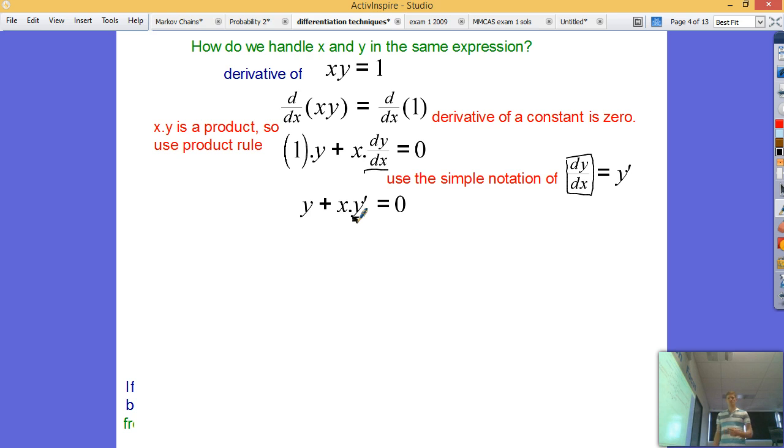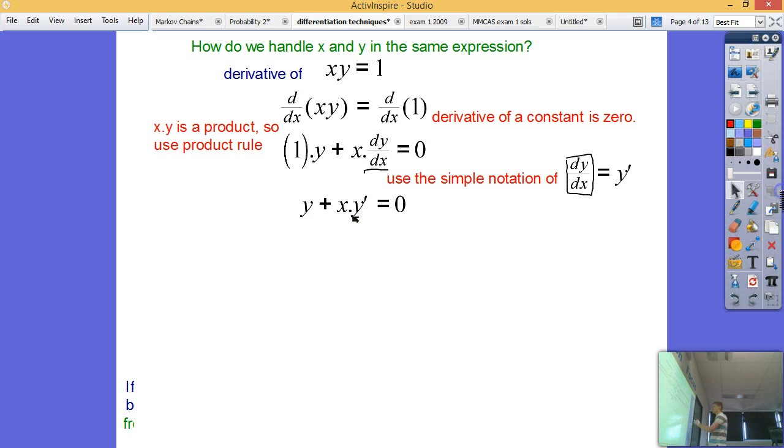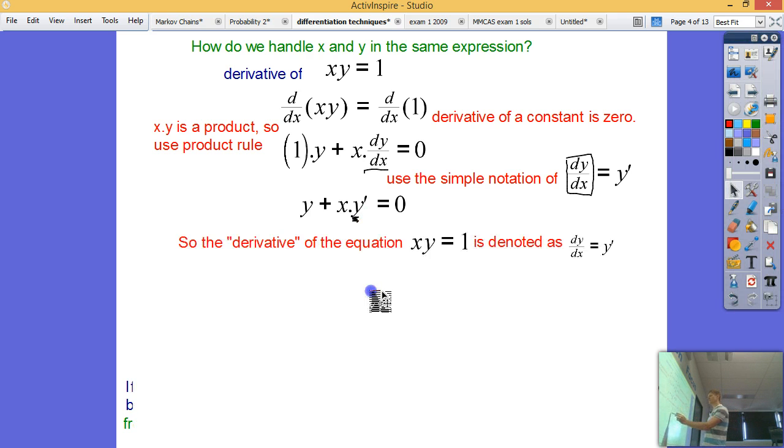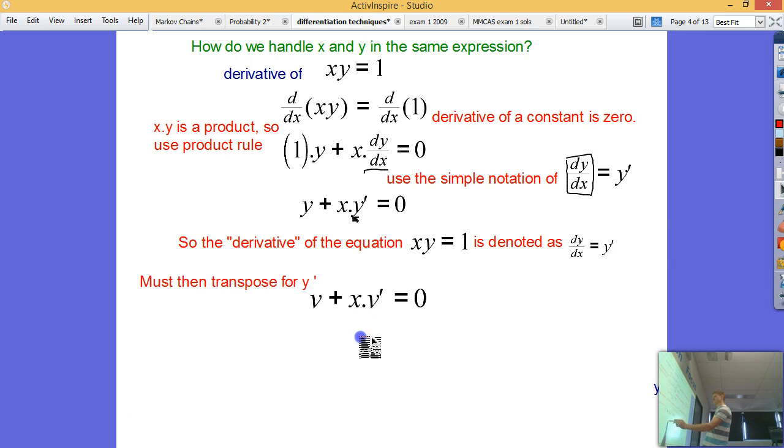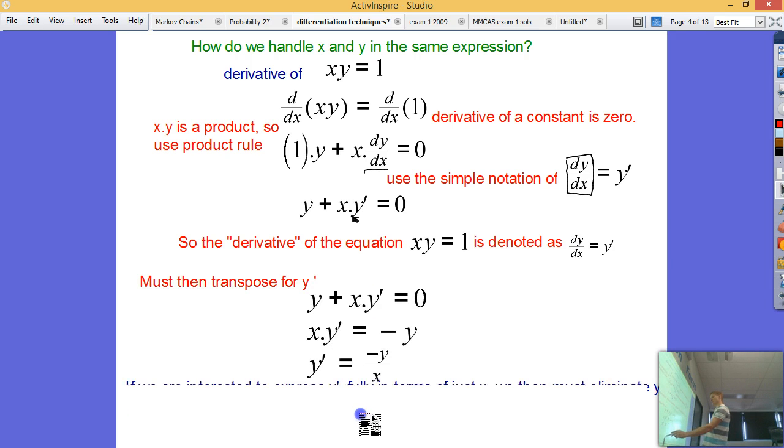So, our job is now to transpose. We have to transpose what we have there for y dash. Okay? Must transpose, and we'll end up with that as an expression. Okay? Does that make sense?